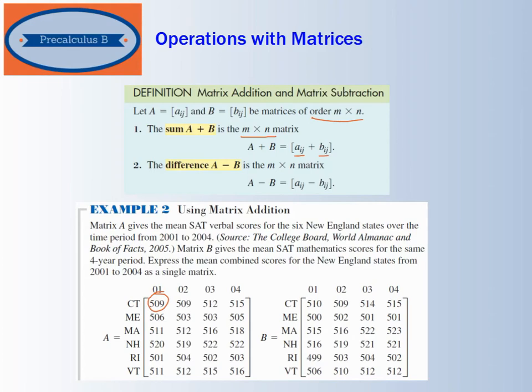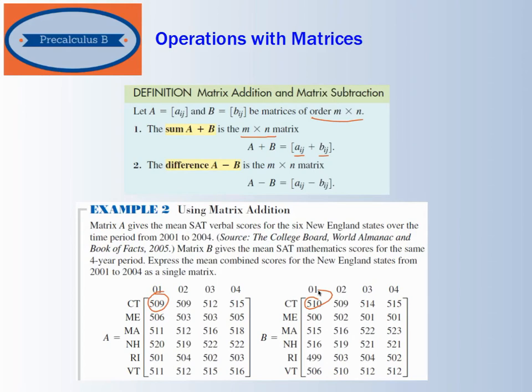example is doing, it's saying it gives the average SAT verbal scores over a time period from 2001 to 2004, and matrix B gives the math score. So it's like the math score plus the verbal. So they want to get the total score. You would add the two components together.